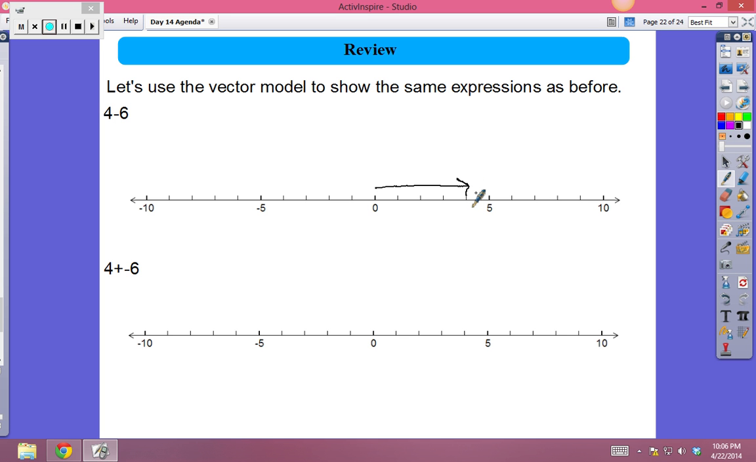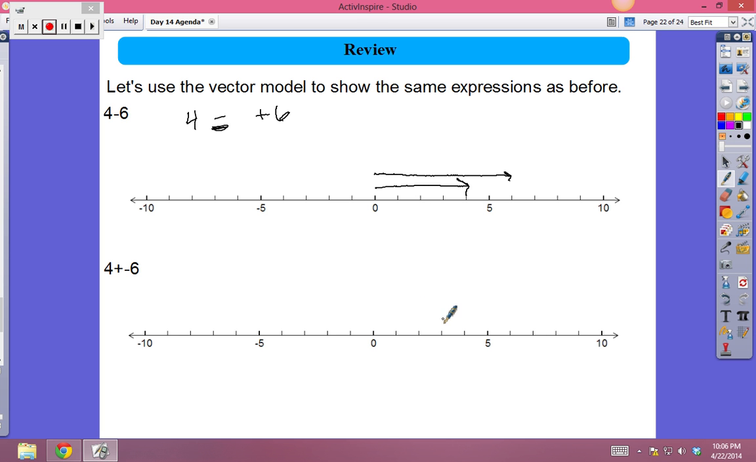So there's my vector of 4. And this really is 4 subtract positive 6. The operation is subtract. So a vector of positive 6 is a vector like that. It's going in the positive direction. It has magnitude 6, or it has length of 6.